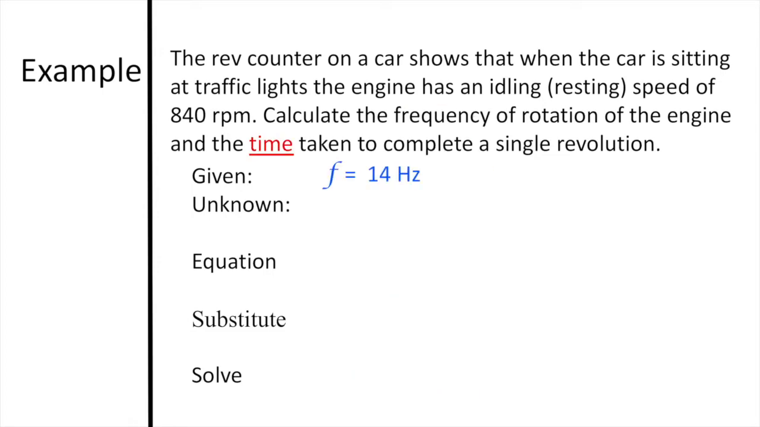To solve for time, we calculated the frequency to be 14 hertz, and what we want to know is the period. Using the equation for the relationship between frequency and period, we have T equals 1 divided by f, and when we substitute our information and solve for period, we get a period of 0.071 seconds.